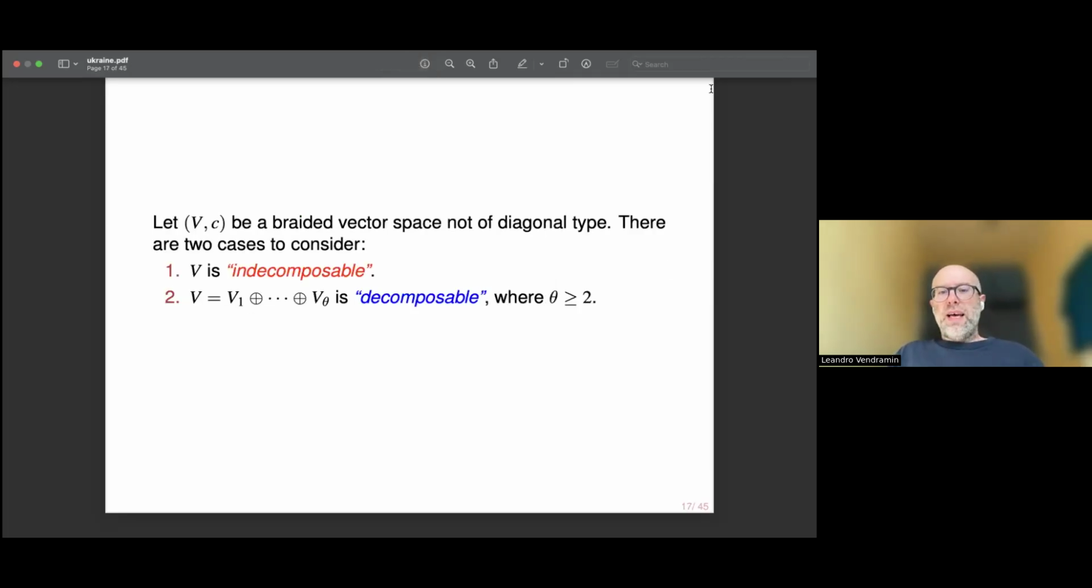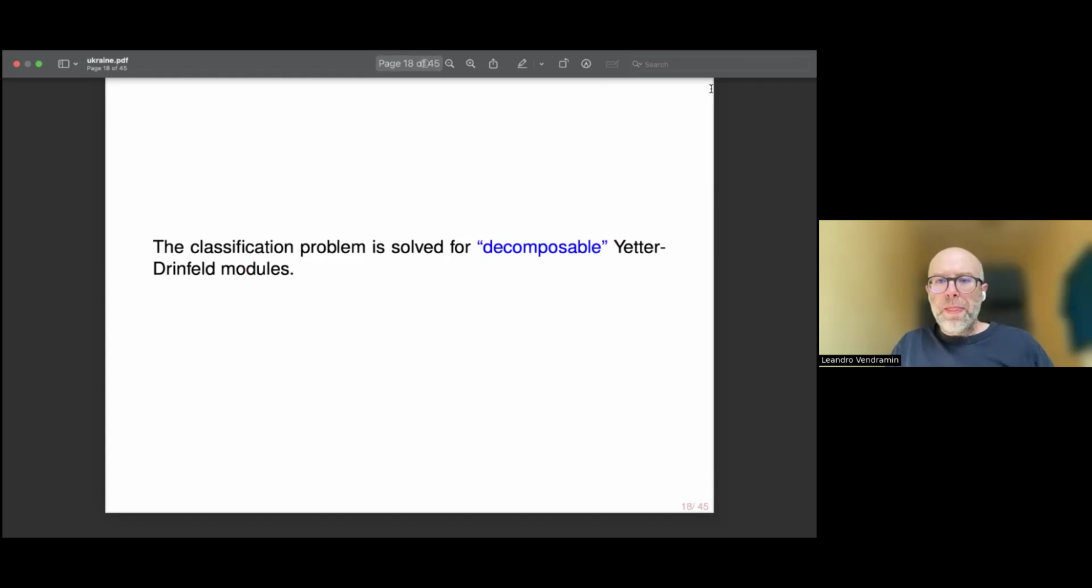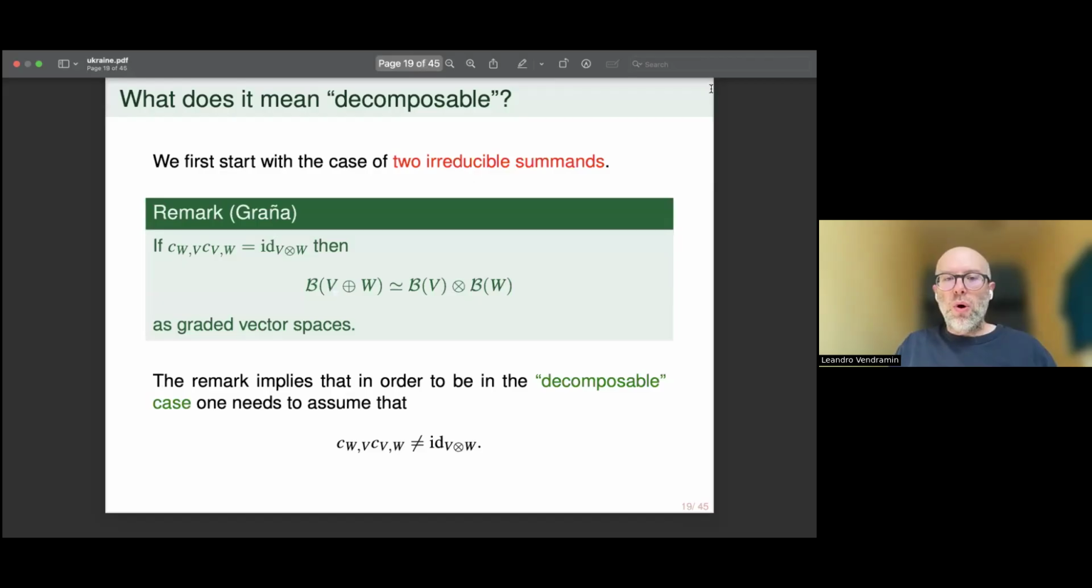As I said, you split the problem here into two sub-problems. You either deal with indecomposable braided vector spaces, whatever it means, or decomposable, right? But I need to give you a definition because it's not just decomposable or indecomposable as a G-module. It's something slightly different that involves the braiding that you have. So for decomposable, as I mentioned, it is solved. How does it look? Well, let's start first with the definition of decomposable when you have two summands.